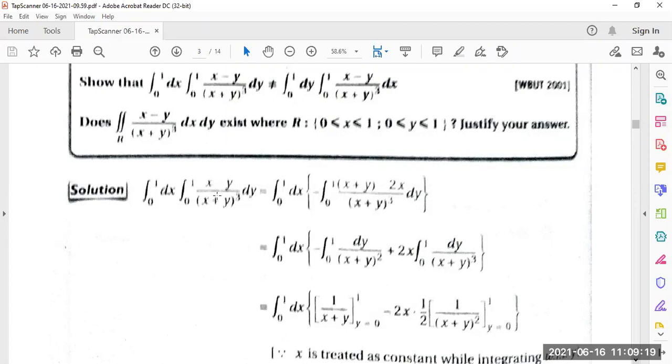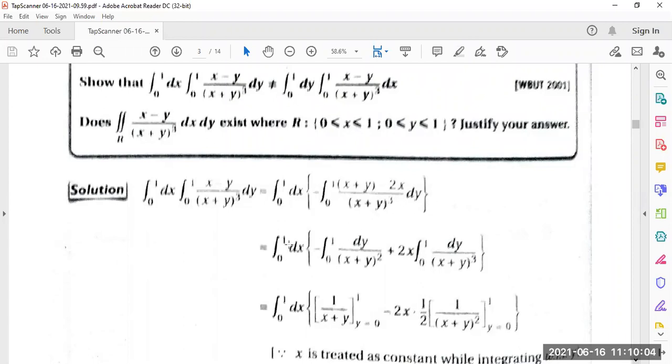So here we have to treat x as if constant, right? When we perform the integral with respect to dy, we have to assume that x is constant. Here in both the numerator and denominator, both are in terms of y. So it can be written as integration 0 to 1 dx, then they have taken one minus from here, minus integration 0 to 1 of (2x plus x into (x plus y) into 2x) by x whole, dy. Clear?